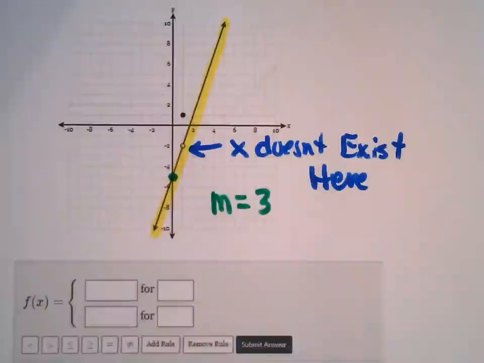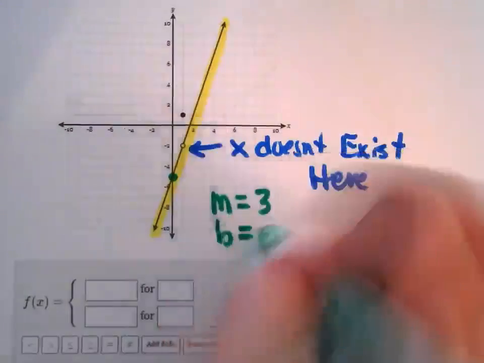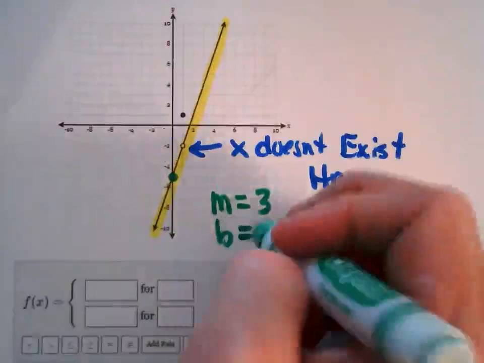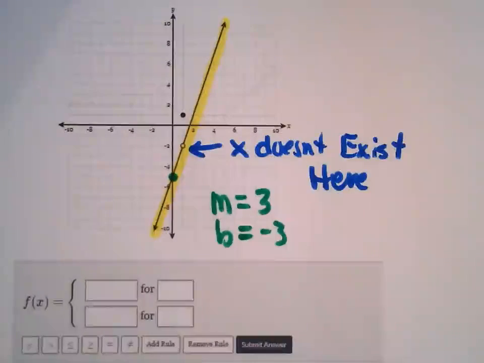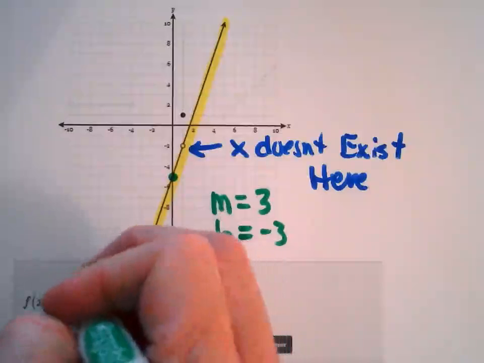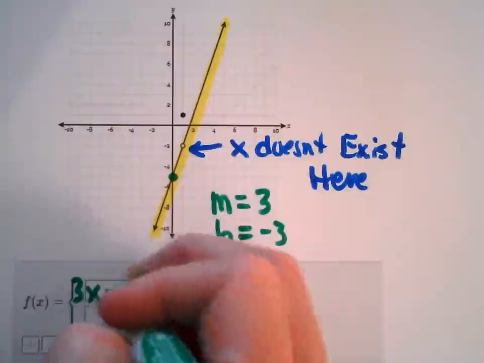Where does it hit the y-axis? Well, that was pretty simple. It gave it to us. The b for this equation is negative 3. So the equation is 3x minus 3.